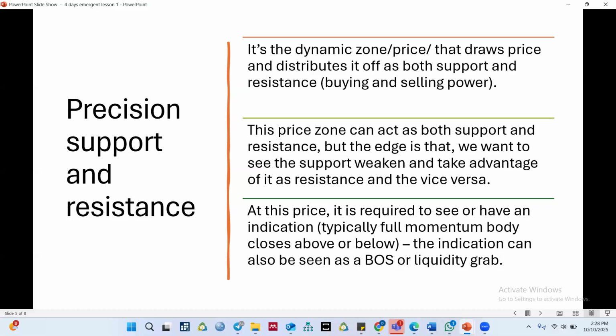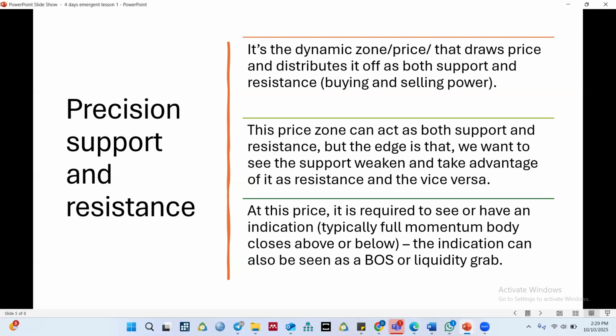This price zone acts as both support and resistance. But the edge here is that we want to see the support get weakened, then we take advantage of it and use it as a resistance. That is the edge. Or we want to see the resistance get weak so that we use it as a support. Okay. So that is the insight here.